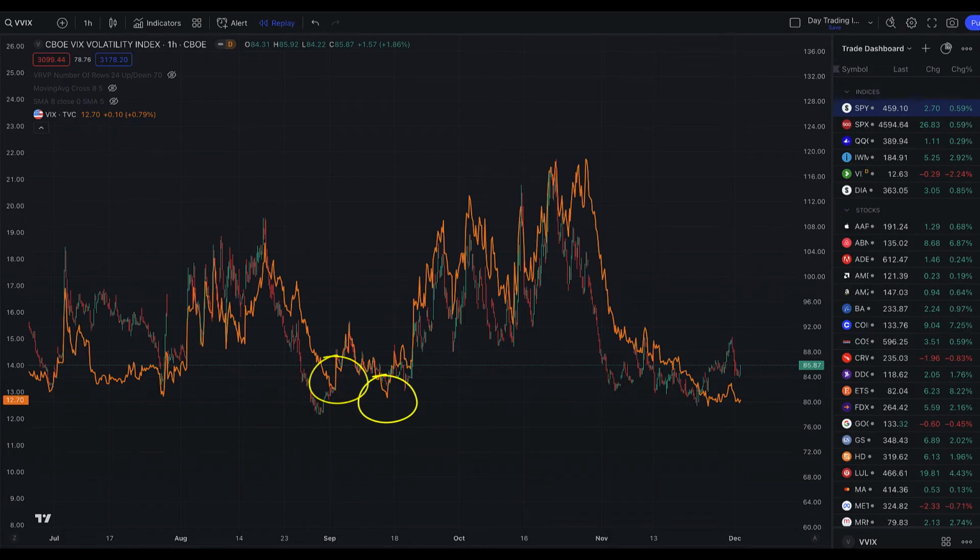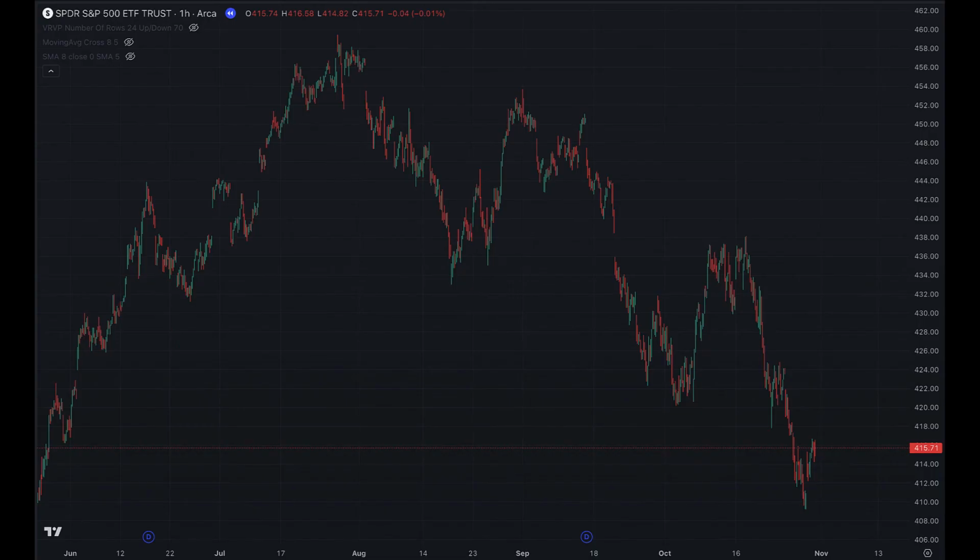That was a good 2 to 3 weeks before the September OPEX, which really cleared the deck in terms of gamma and allowed positioning to come in very negatively, which essentially had a quick 7 to 10% sell-off over the coming weeks into October.